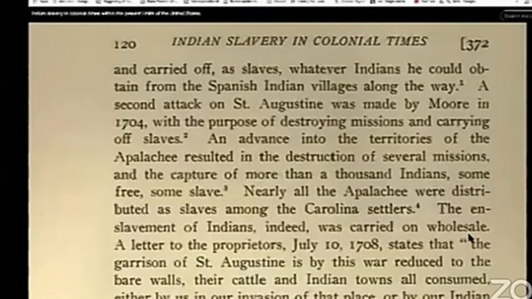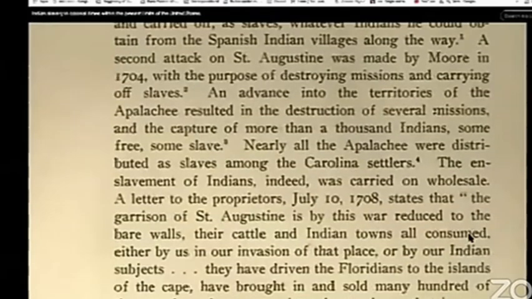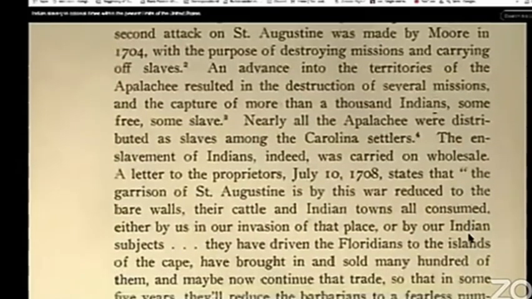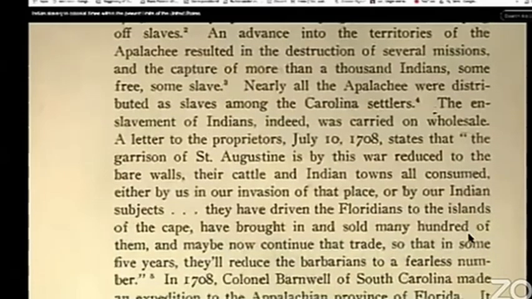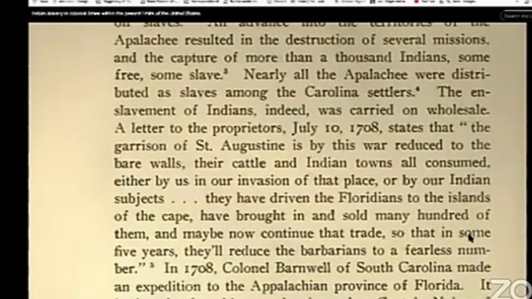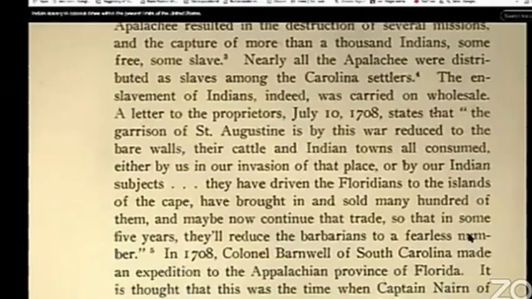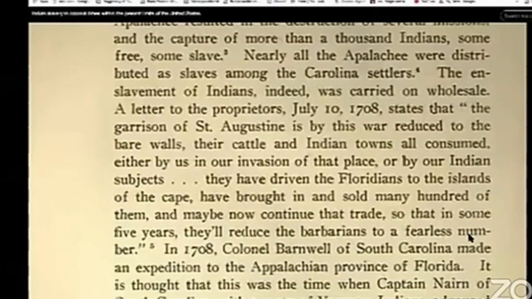A letter to the proprietors, July 10, 1708, states that the garrison of St. Augustine is by this war reduced to the bare walls, their cattle and Indians' towns all consumed either by us in our invasion of that place or by our Indian subjects. They have driven the Floridians to the islands of the Cape, have brought in and sold many hundreds of them, and many now continue that trade, so that in some 5 years they'll reduce the barbarians to a fearless number. They're talking about American Indians.